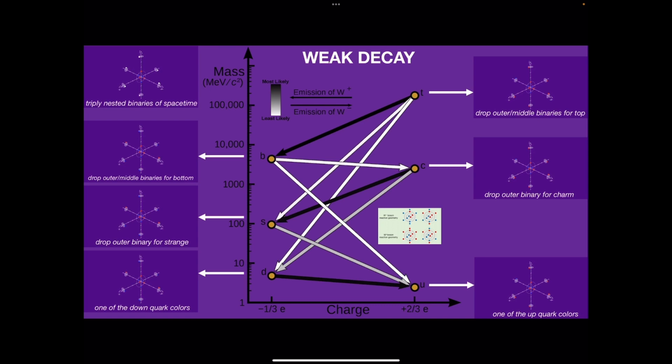And then the lifetime on these, if you just have one binary, the lifetime is short. The personality charges won't have anything holding them in position, and they'll decay quickly.